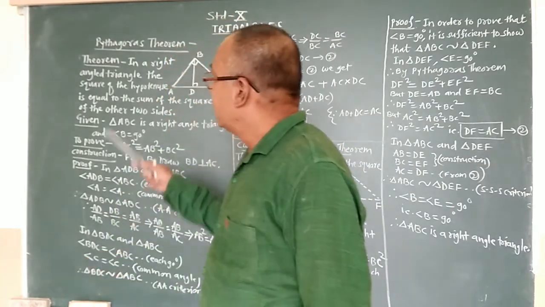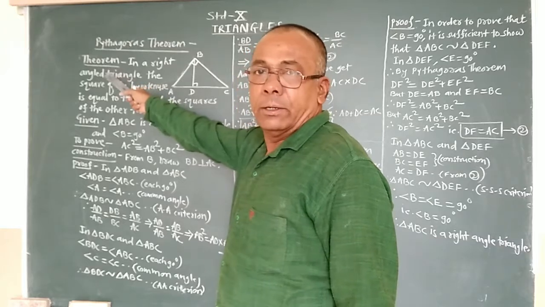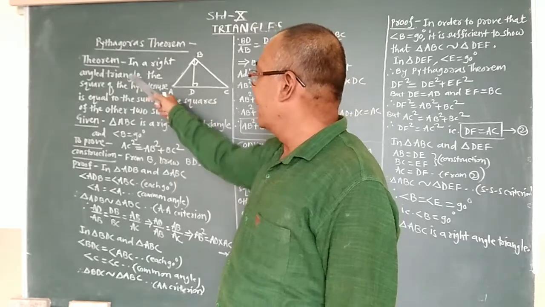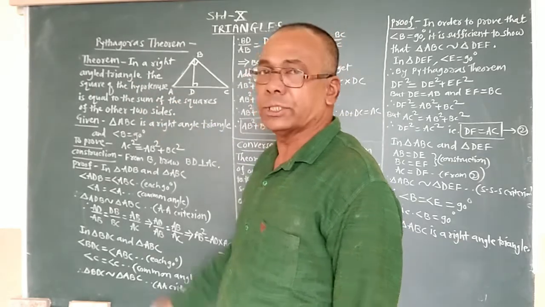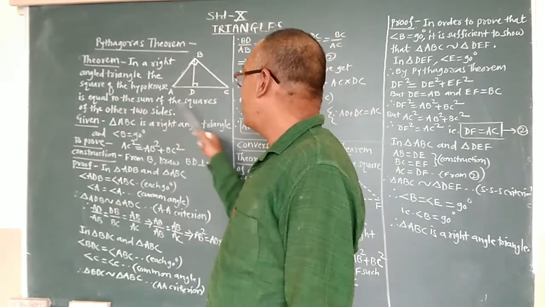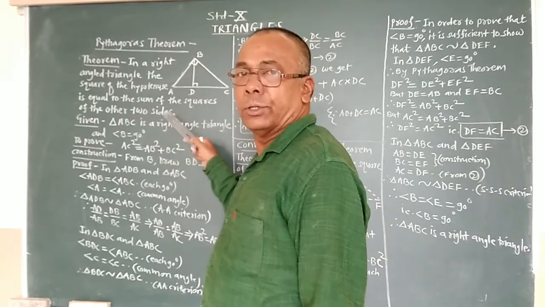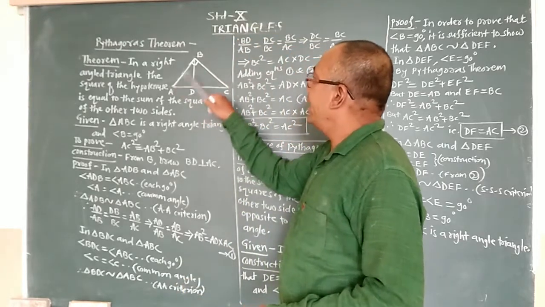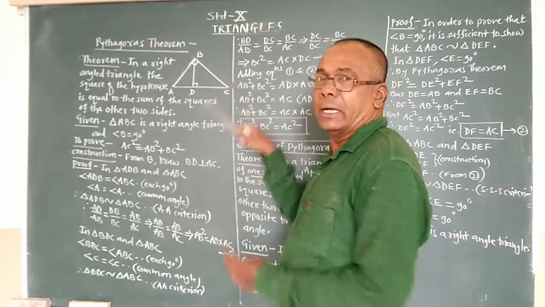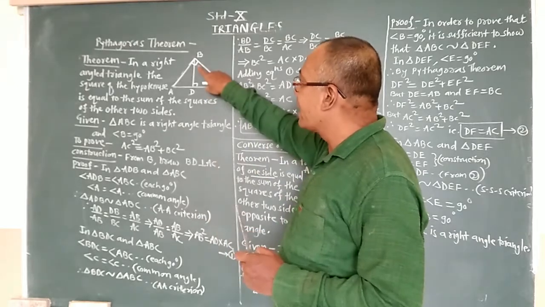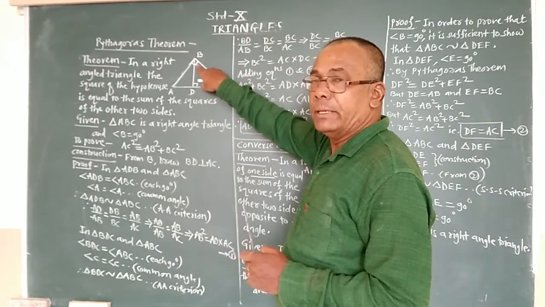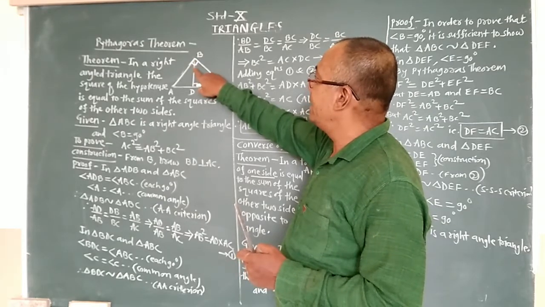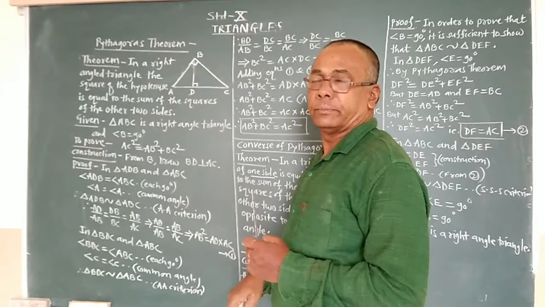Here the statement of the theorem is that in a right angle triangle, the square of the hypotenuse is equal to the sum of the squares of the other two sides. Here ABC is a right angle triangle and it is right angle at B, means angle B is equal to 90 degree.